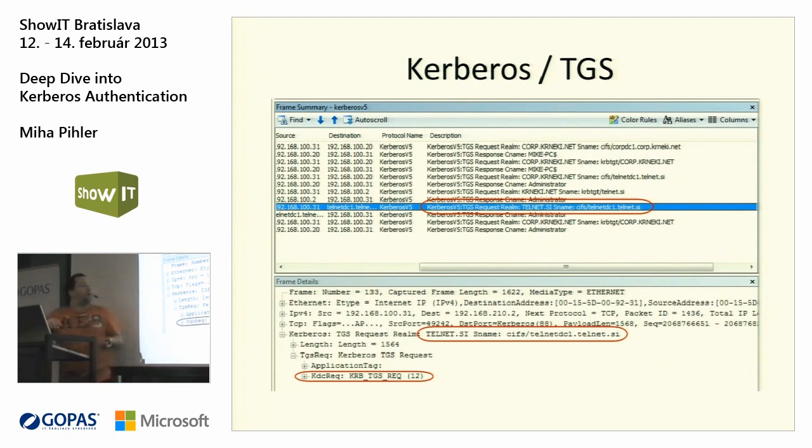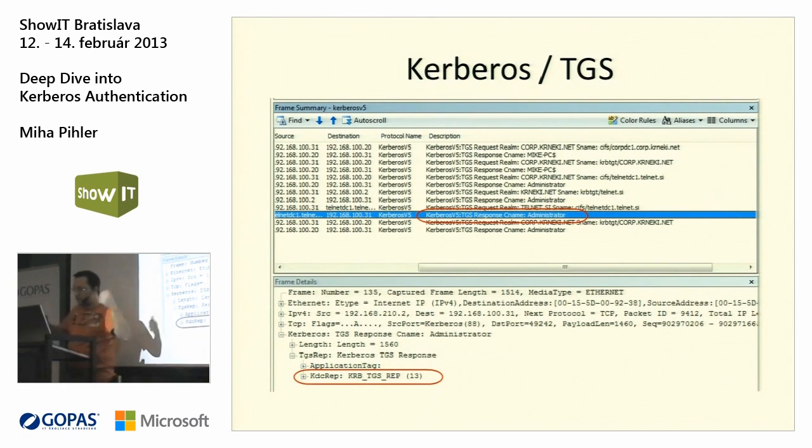And again, here are the network captures, the TGS request. What service I'm trying to reach on what server. And this, I will talk about a bit later. This is actually the SPN on the server, the server principal name. I will talk about this a little bit later. And this is the reply.